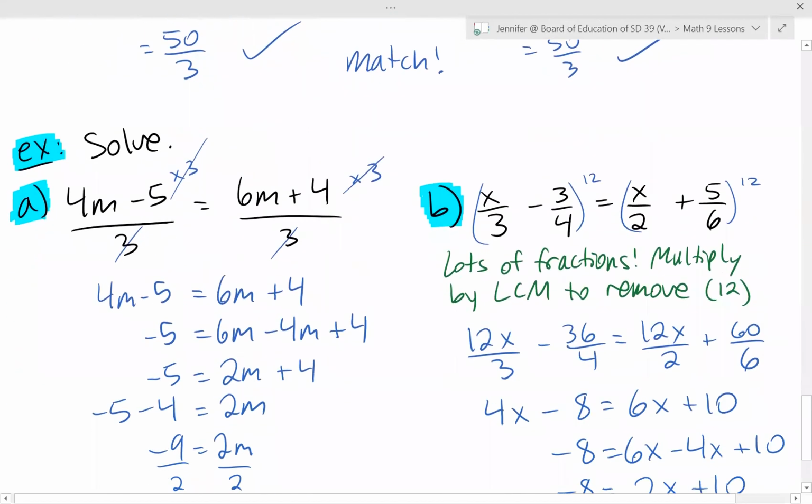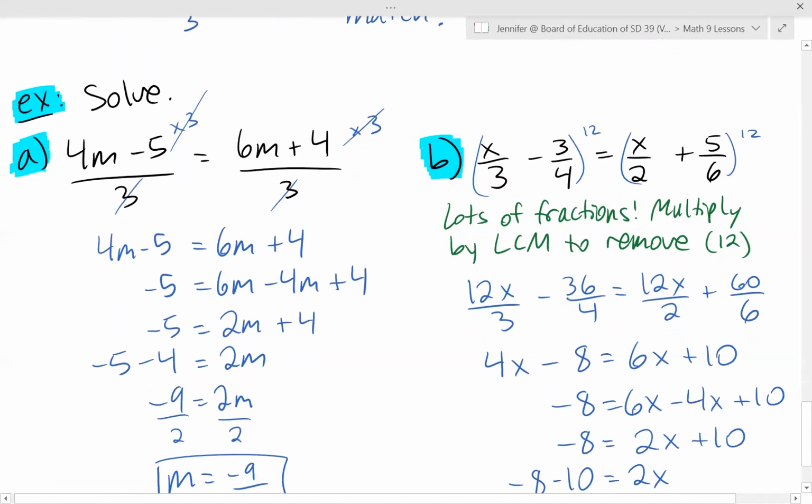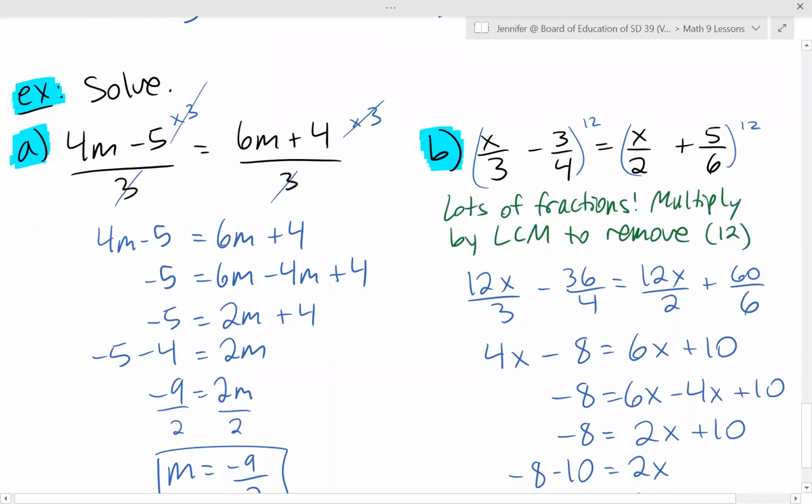2 more examples, then we are finished. I wanted to do them because you might see some of these in your workbook, and it looks a little confusing at first, but it's the same idea. So in this first example, we've got 2 fractions. What do we do first?